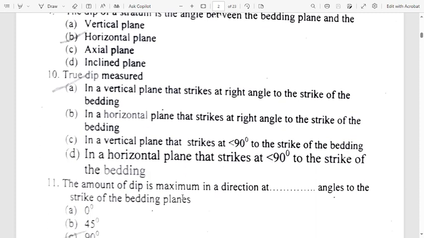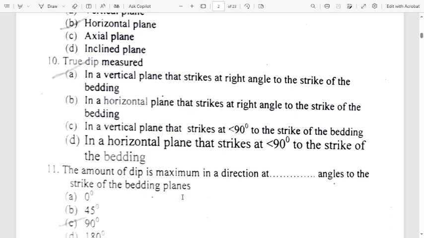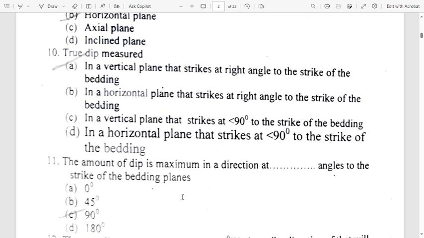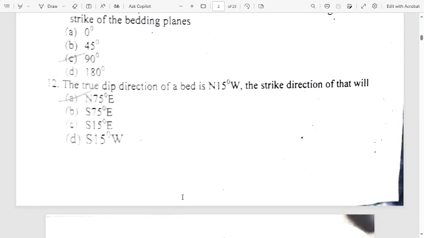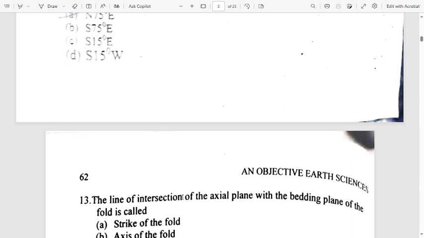True dip is measured in a vertical plane that strikes at right angle to the strike of the bedding. The amount of dip is maximum in a direction at 90-degree angles to the strike of the bedding plane. The true dip direction of a bed is north 15-degree west. The strike direction of that will be 75-degree east.